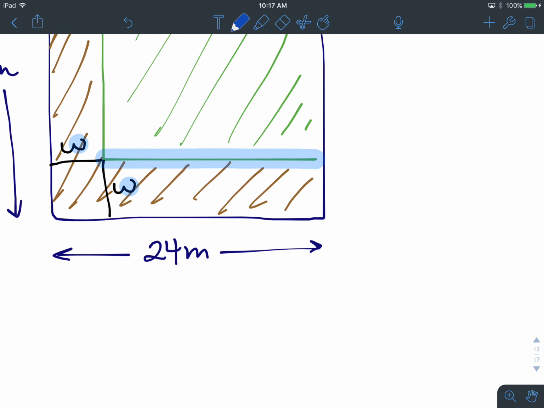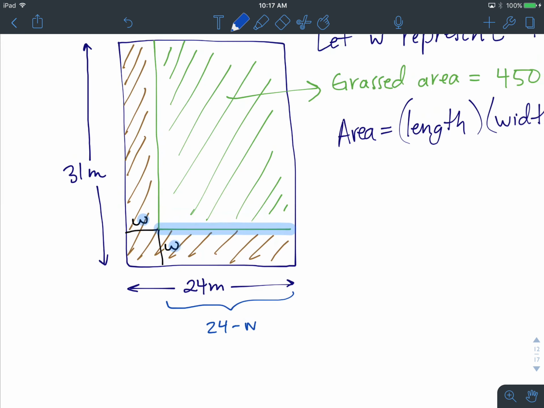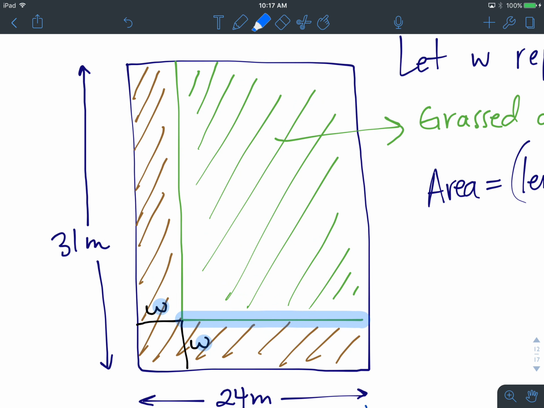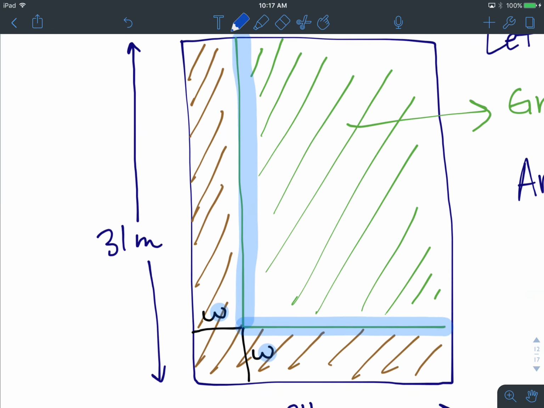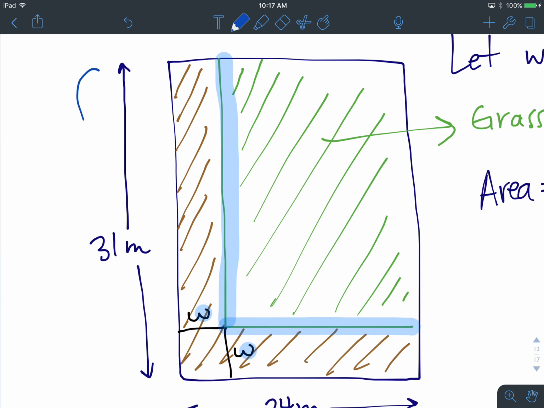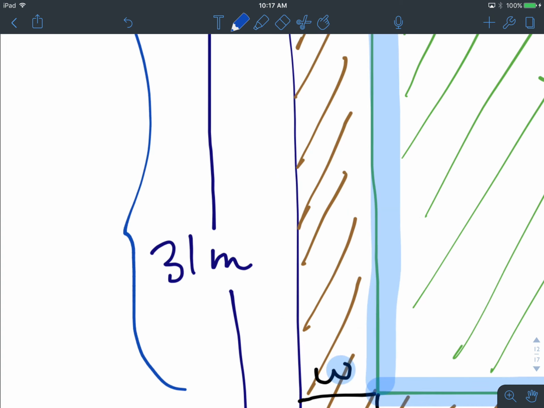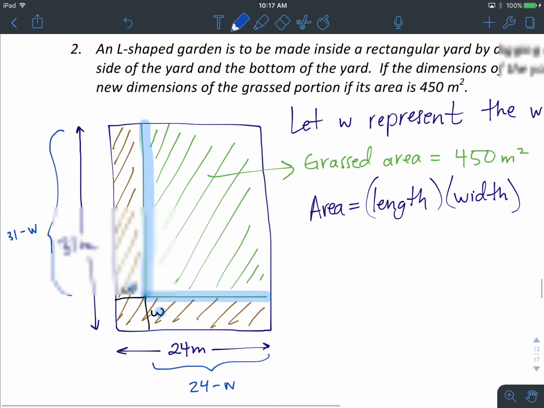Well, the width, interestingly enough, the whole thing is going to be 24, and we are going to be taking away a W. We don't know how big it is yet, but we're going to be taking away one W. Same thing on the other side. We're looking to get this piece right here, which we'll call the length. We know that its length is going to be equal to the original 31 minus 1 W. So we now have a length and a width.